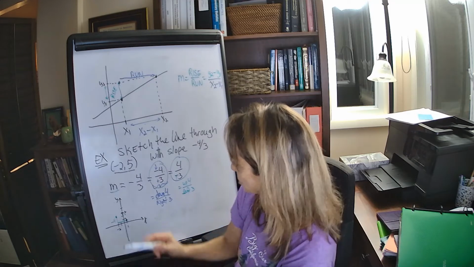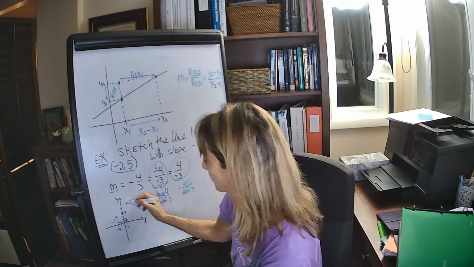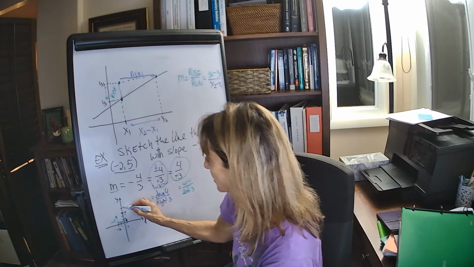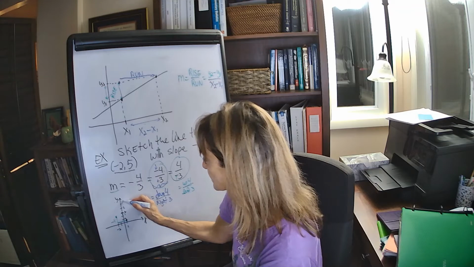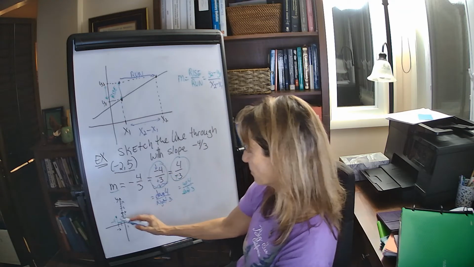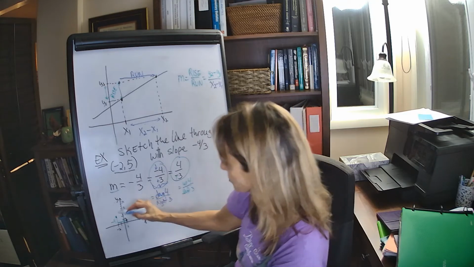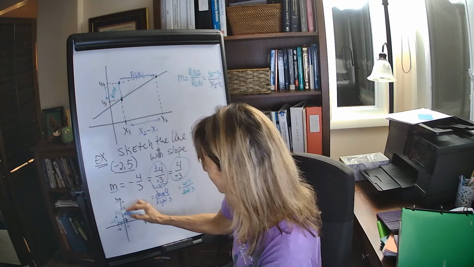And with this alternative definition, I would go up 4. So I'm at 5, and I'm going to go up to 9, right? I'm at 5, and I want to go up 4. So I go up 4 to 9.